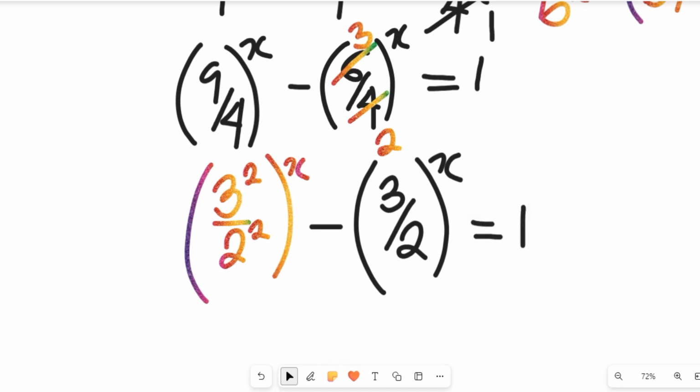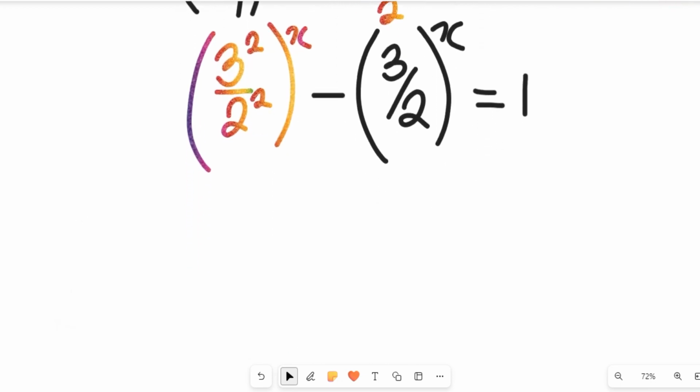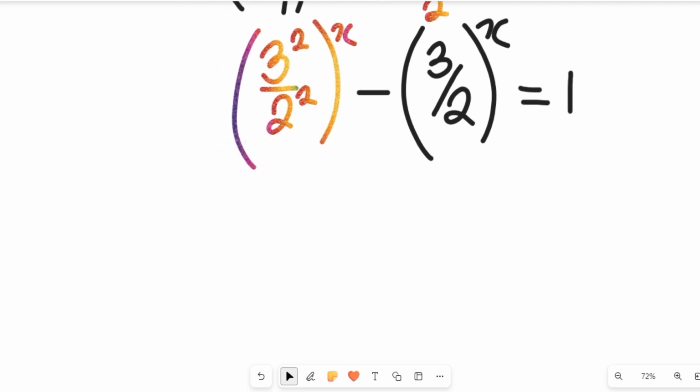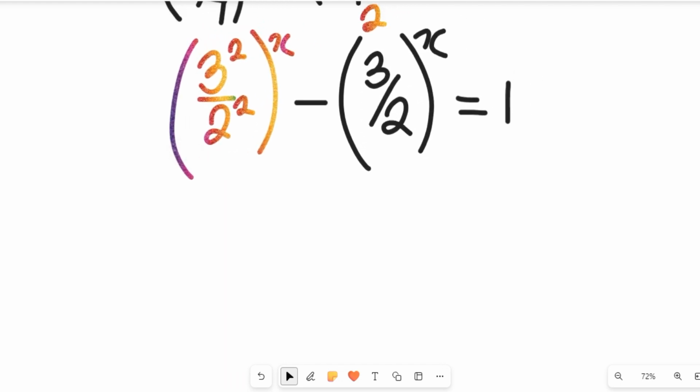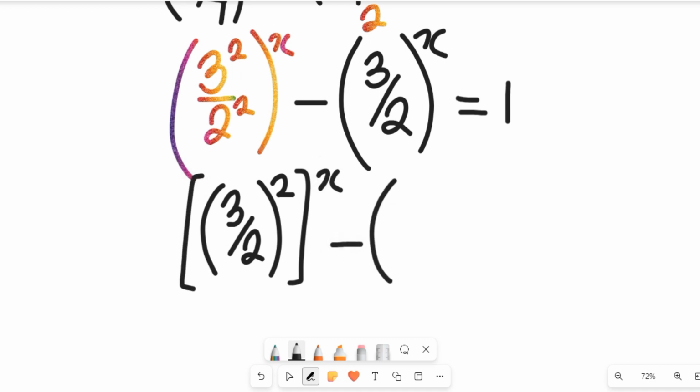Now do you notice something? There is something unique in this expression. Since they are carrying the same power 2, we can simplify both of them. So we'll have 3 divided by 2 all squared, and all of that to the power of x, minus 3 divided by 2 all to the power of x, and this will be equal to 1.